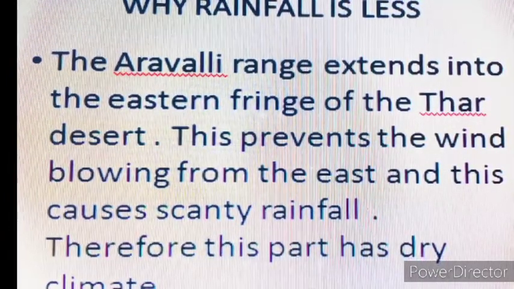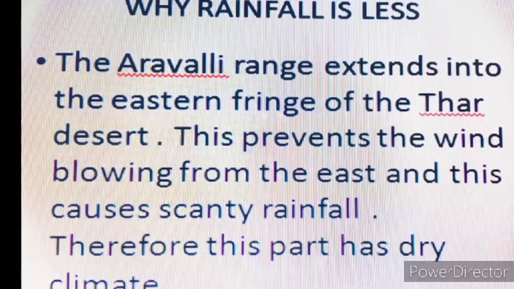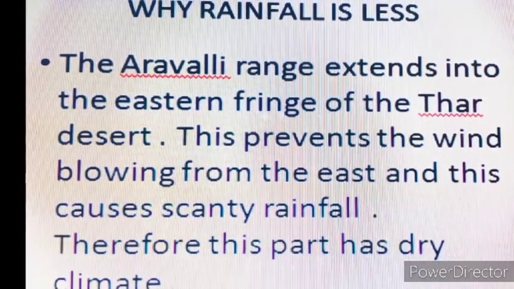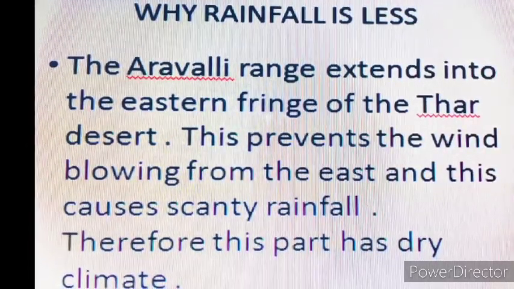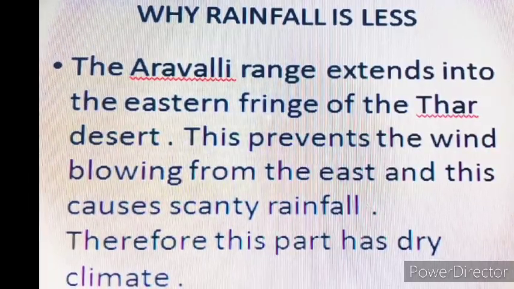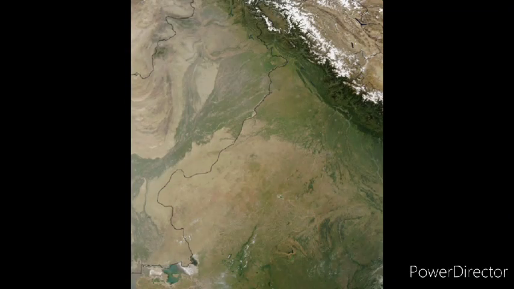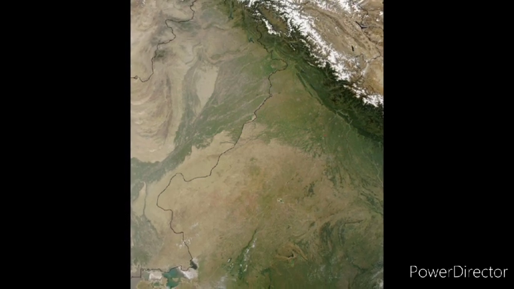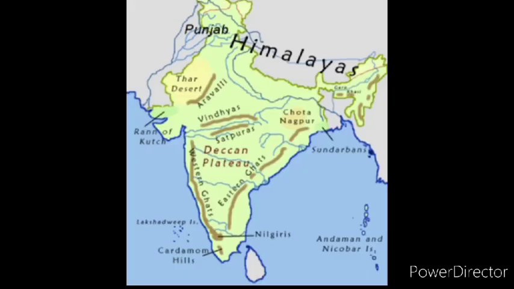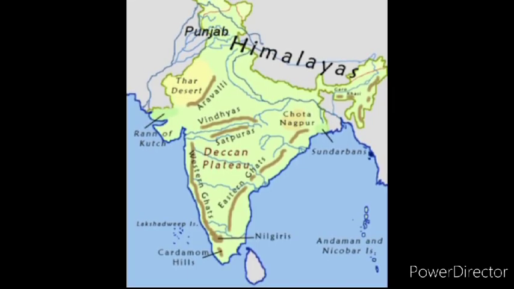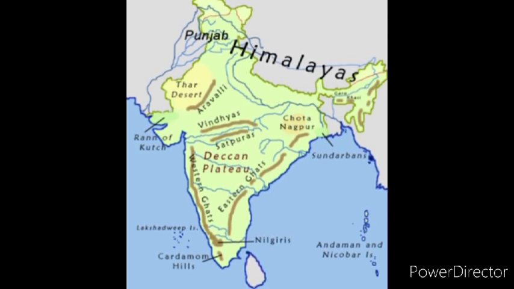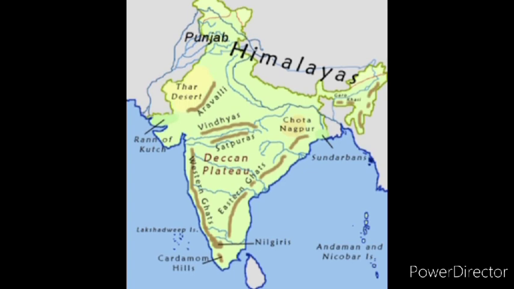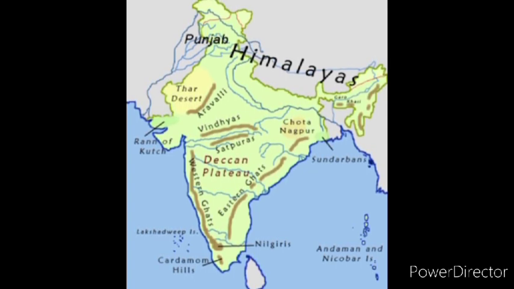You can see these Aravalli mountain ranges in this Indian map, children. This actually prevents the winds blowing from the east, which causes scanty rainfall. See in this map you can see the green part. That is the Aravalli mountain ranges. That actually lies in between the Thar desert and the eastern part of our country, which prevents the winds blowing from the east to the west, that is to the Thar desert region.